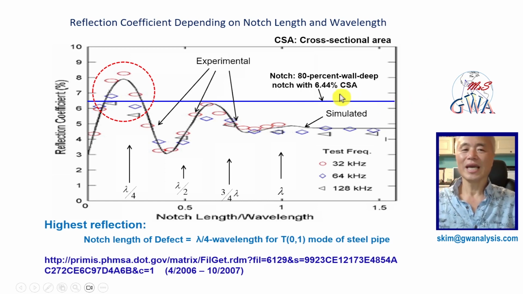The cross-section area of the defect is 6.44% because increasing the notch length does not change the cross-section area of the defect, but the percent reflection coefficient changes as the notch length increases. It has a maximum value when the notch length is equal to a quarter wavelength.